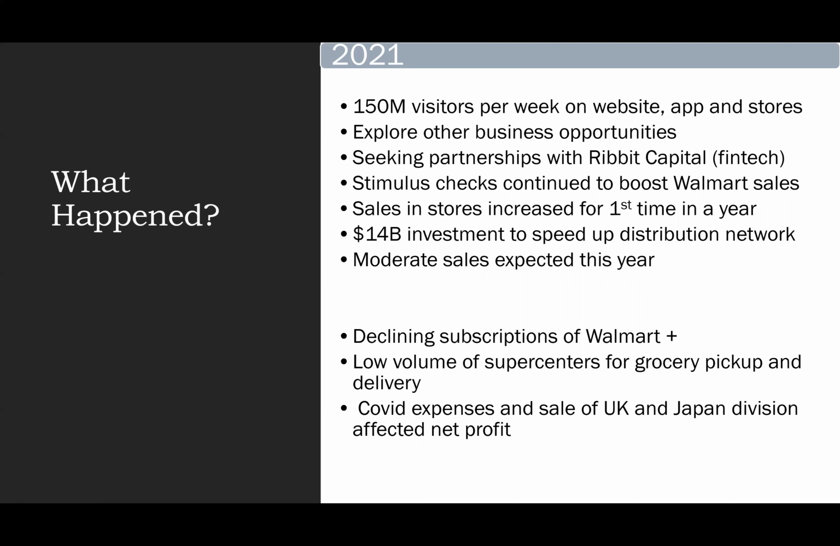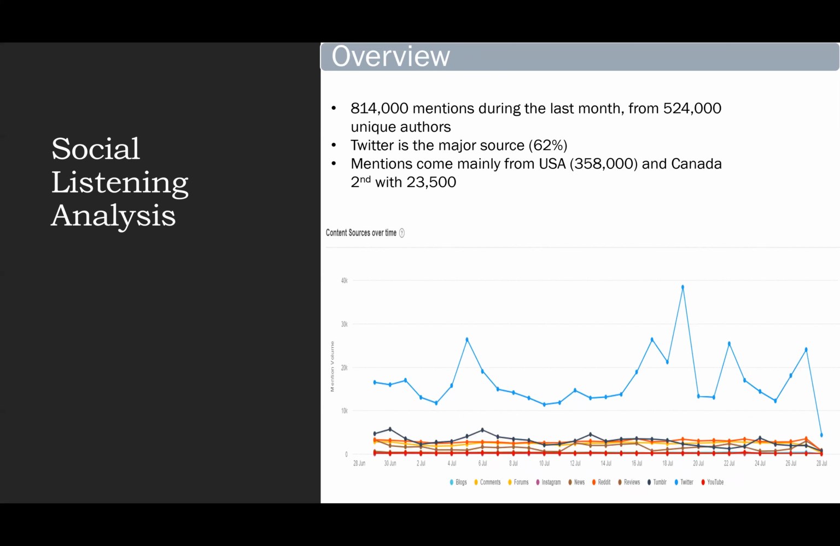In this year, Walmart had 150 million visitors per week, and it's going to explore other business opportunities such as fintech and healthcare. Stimulus checks continued to boost Walmart sales, and for the first time, sales in stores increased. At the same time, declining subscriptions of Walmart Plus were seen, and the low volume of supercenters for grocery pickup and delivery was felt across the country, and COVID expenses continued to affect the net income of the company, as well as the sale of the UK and now the Japan division.